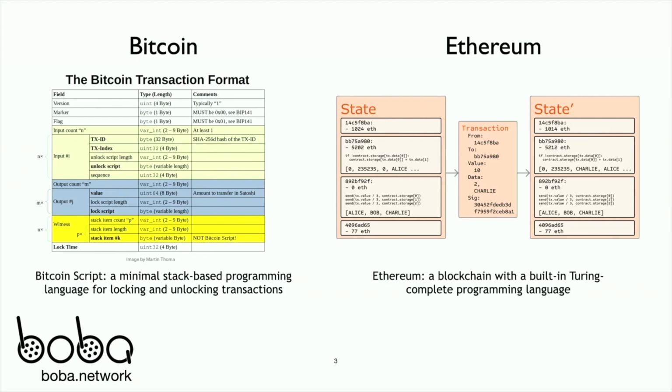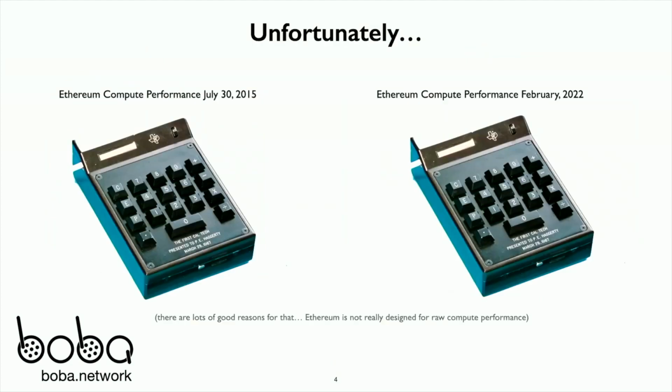So, we started with Bitcoin script, a minimal stack-based programming language. It's very transaction-oriented, and it's not Turing complete. Then Ethereum came along, a breakthrough innovation. However, it is slow, as we all know, and there's a good reason for that. Ethereum wasn't designed to optimize for raw compute performance.